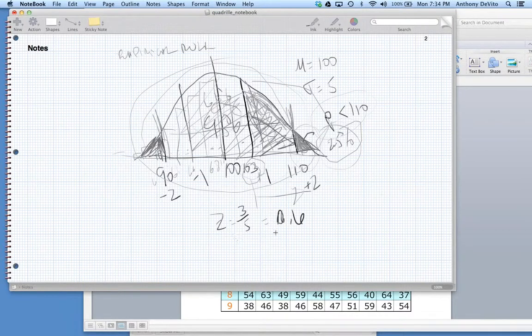That's 0.6 above the mean. One way to do it is just by interpretation. 103 is 3 above the mean. The standard deviation is 5, so it's 3/5 of a standard deviation above the mean, or 0.6. The other way I could do it is with a simple formula: the value we're interested in minus the mean, over the standard deviation. That's 103 minus 100 over 5, which of course comes out to the same thing, 3/5 or 0.6.